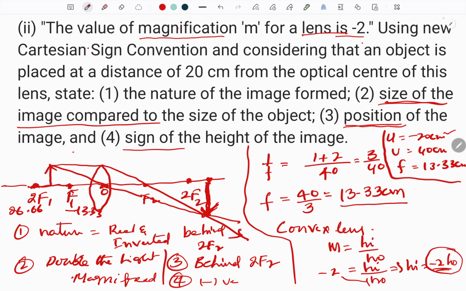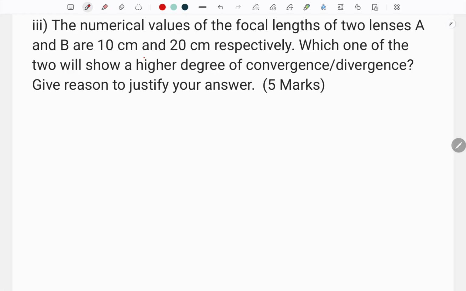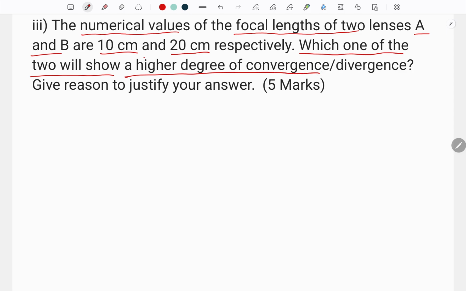Now let us go to the third part of the question. The numerical values of the focal lengths of the two lenses A and B are 10 centimeter and 20 centimeter respectively. Which one of the two will show a higher degree of convergence or divergence? Give reason to justify your answer for 5 marks. This part is not for 5 marks, friends. All 3 parts together are for 5 marks, right?